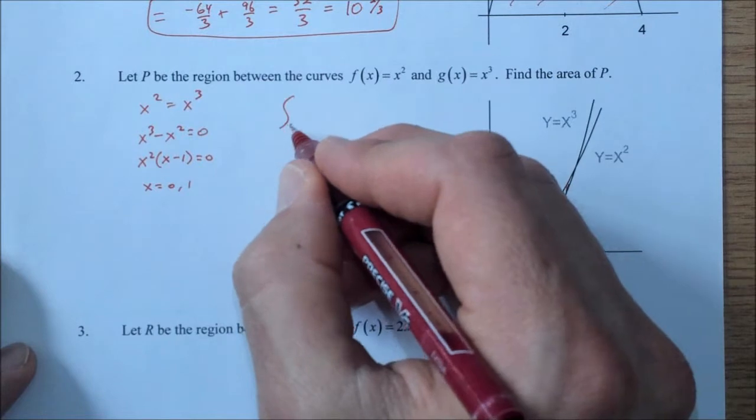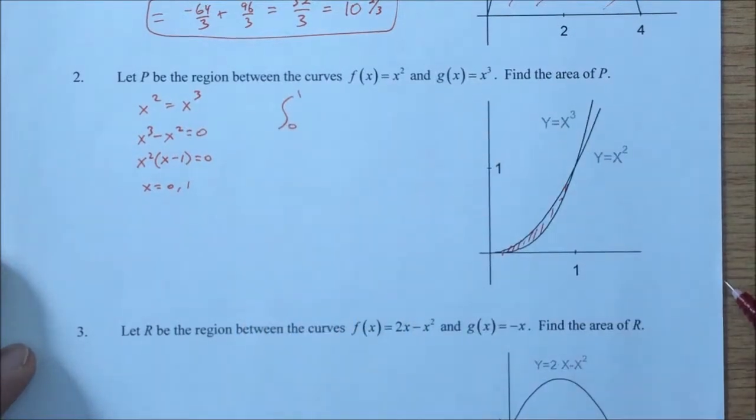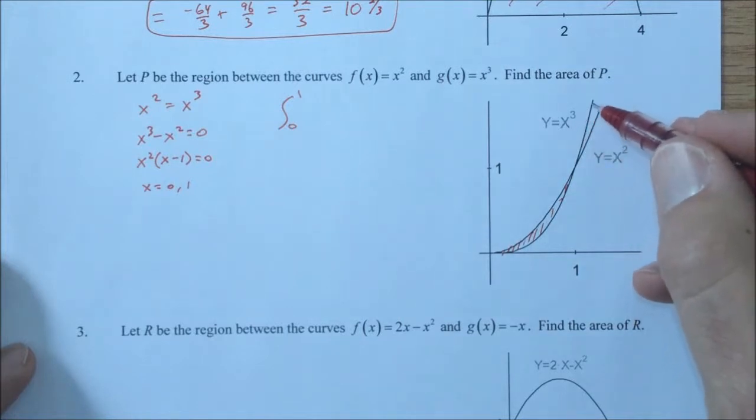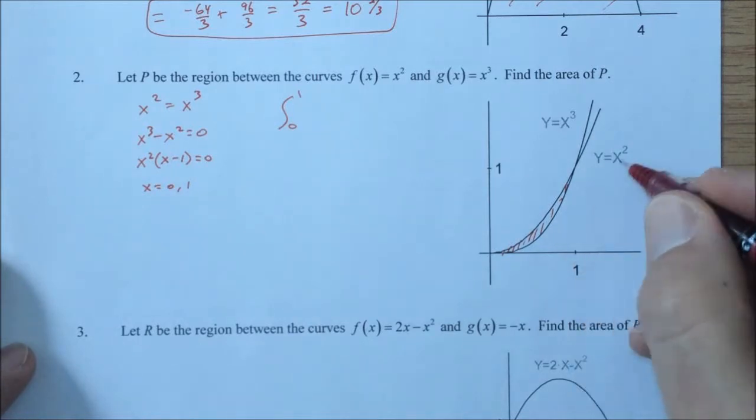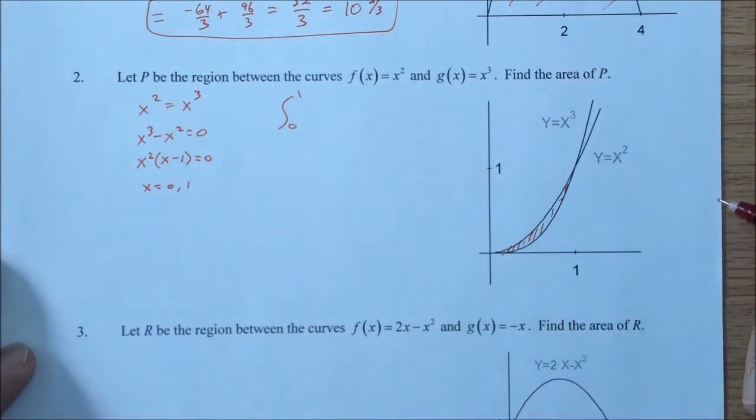So that's what we have here, the integral from 0 to 1. Next question is, which curve goes first? Well, we can see that the x cubed curve is this one right here, and it actually dipped below x squared. x cubed is our bottom curve, and x squared is our top curve.